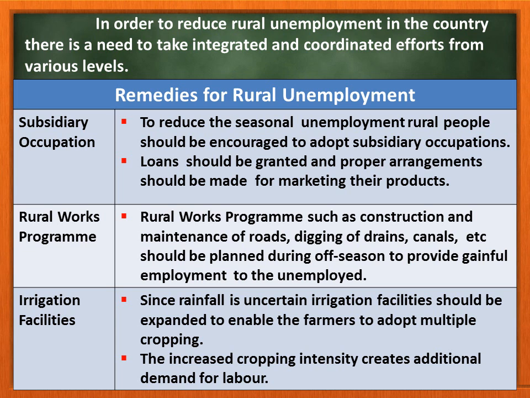First one, subsidiary occupation. To reduce seasonal unemployment, rural people should be encouraged to adopt subsidiary occupations. Yes, the rural people should not stick only to agricultural work. They should come forward and take interest in starting other subsidiary occupations like what? Poultry, piggery, rope making, etc.